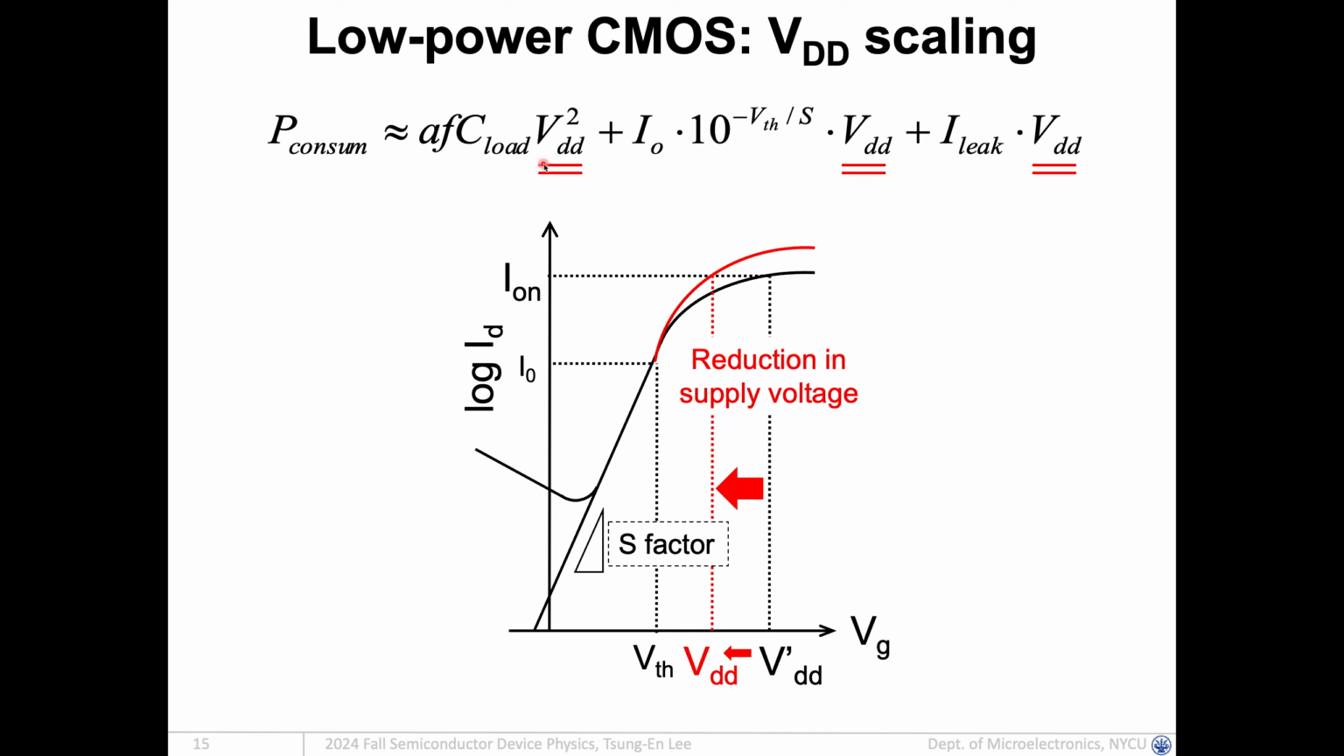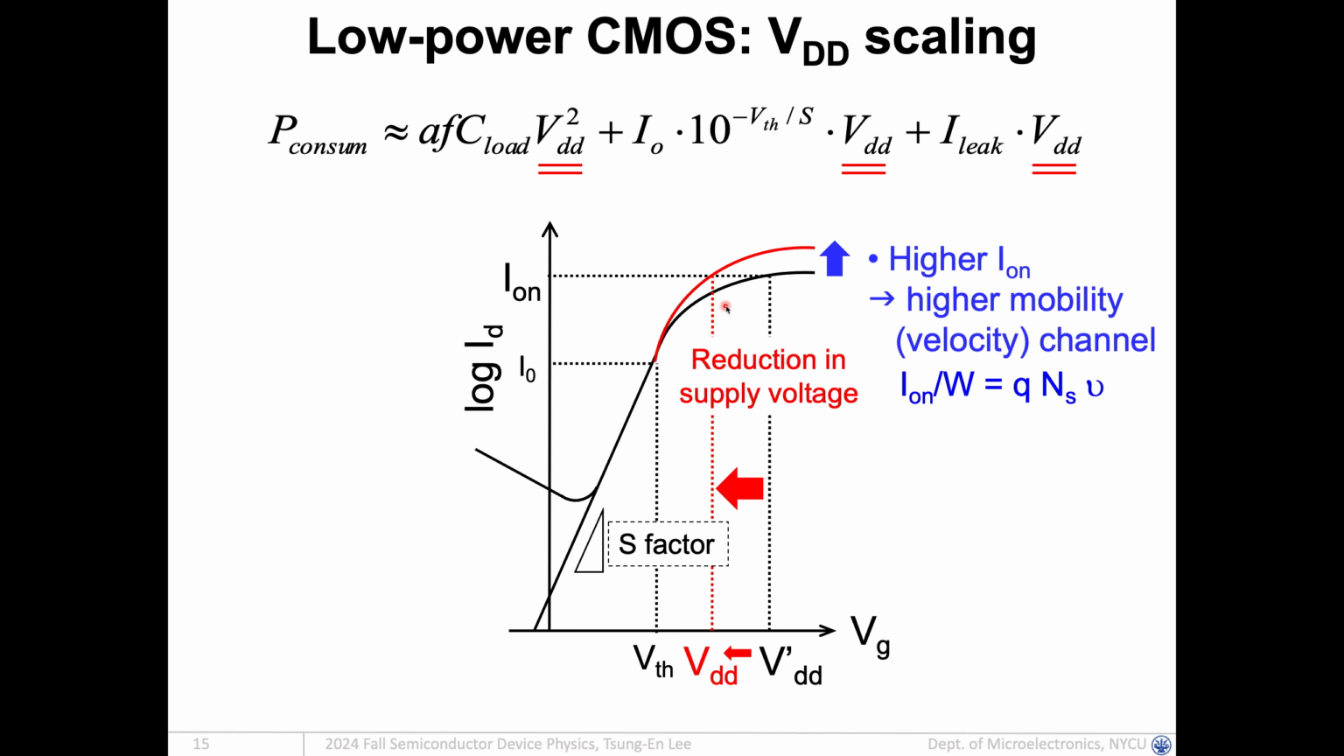So reduction of the supply voltage is critical for low power CMOS. So how to reduce the VDD? This is an example of the ID-VG curve. If you want to reach the same on-state current with a lower VDD, there are several ways. First, we can try to improve the on-state current by higher channel mobility, and this formula I will also explain in chapter 2.